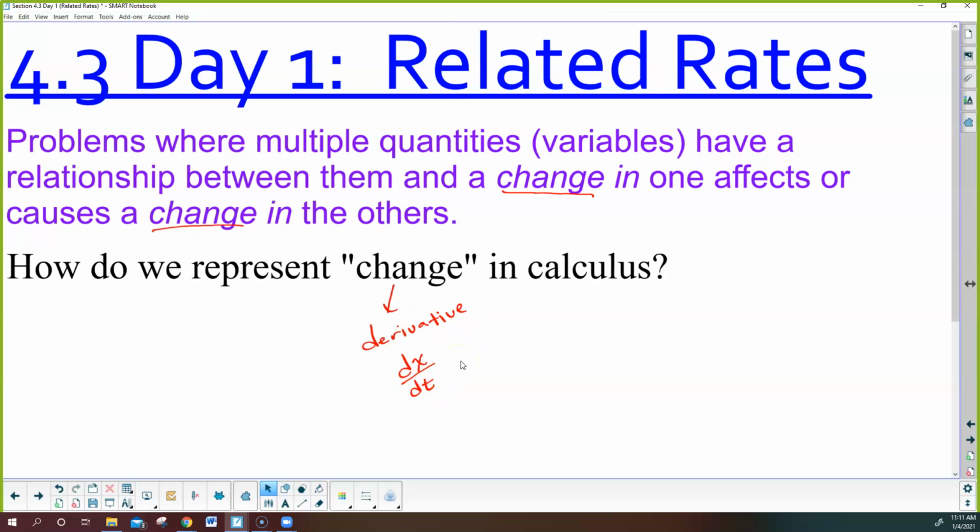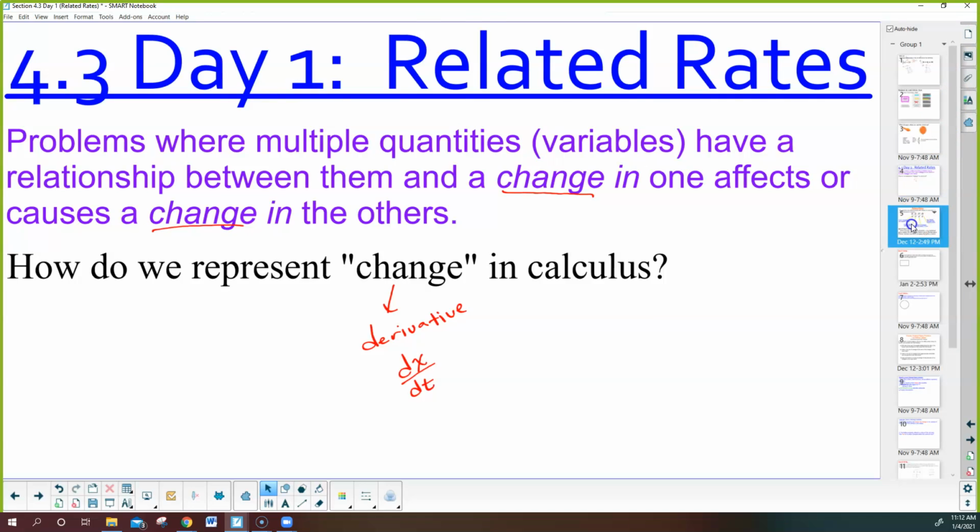The next slide basically breaks down how it looks if we have dx dt. What does that mean? You'll see that in just a second. Okay, so the big thing is we represent change using the derivative. And there are multiple things that can change at the same time, which means we need to use implicit differentiation. So anything that has a variable, we're going to be taking the derivative of it with respect to time.